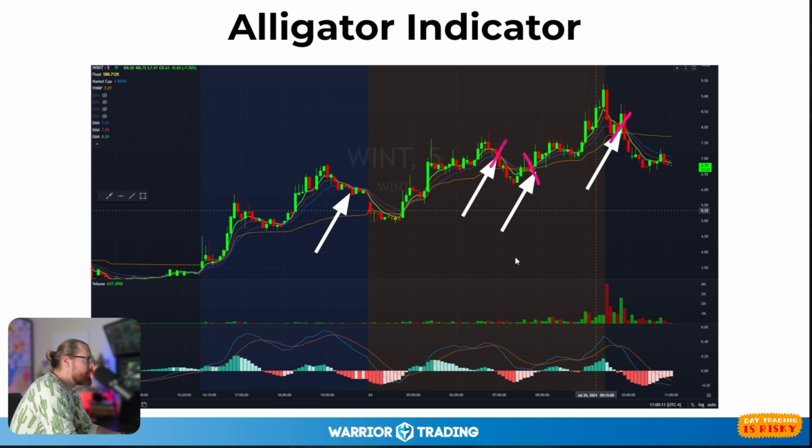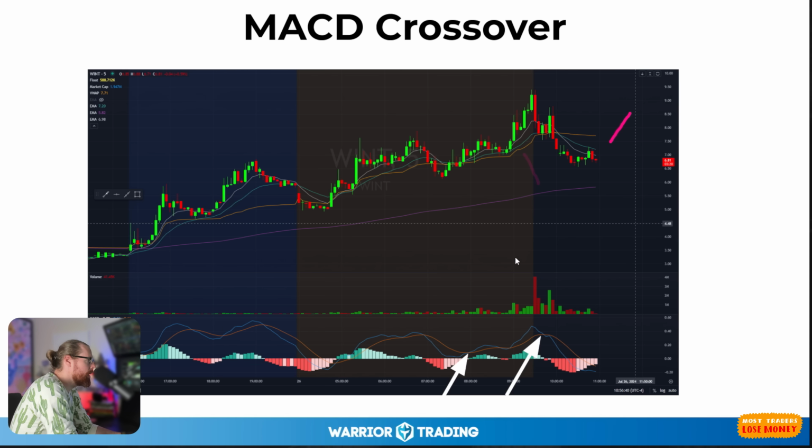So when we compare that to our MACD right here, what you would notice is that the MACD indicators are going to be sharper and they're going to be faster. They're going to be faster than the 9 and the 20, and a little bit faster than using the alligator indicator. So between the three, I think the MACD is going to be the best one to use for helping you identify when the trend is shifting.